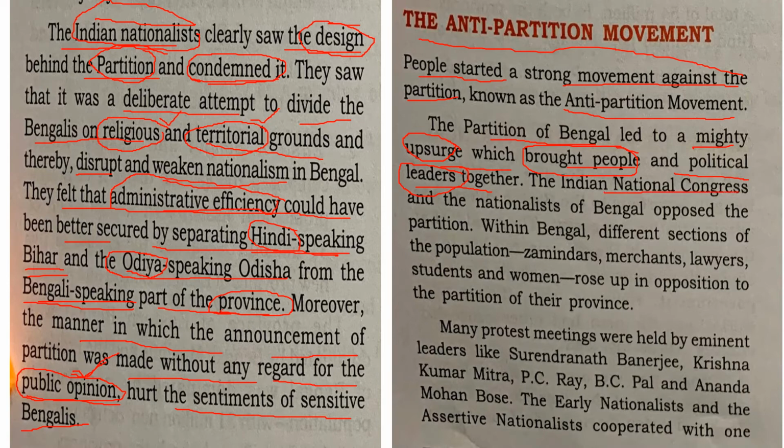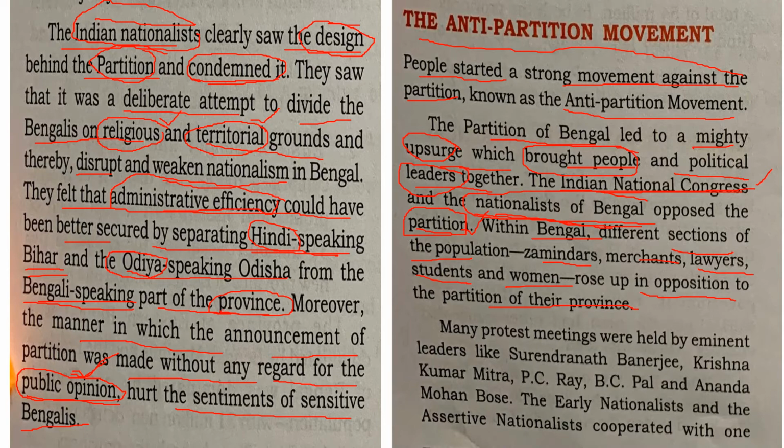The Indian National Congress and the nationalists of Bengal opposed the partition. Who opposed this partition? The Indian National Congress was the only political party representing Indians, so they outrightly rejected it, and the nationalists of Bengal, the national leaders from Bengal, also opposed this partition in a very serious manner. Within Bengal, different sections of the population like zamindars, merchants, lawyers, students, and women rose up in opposition to the partition of their province.